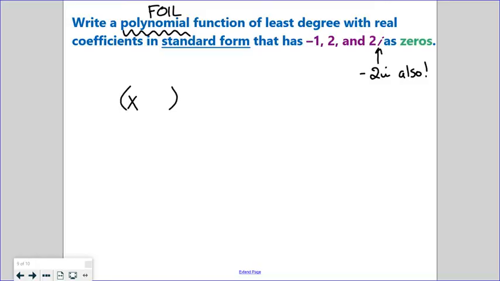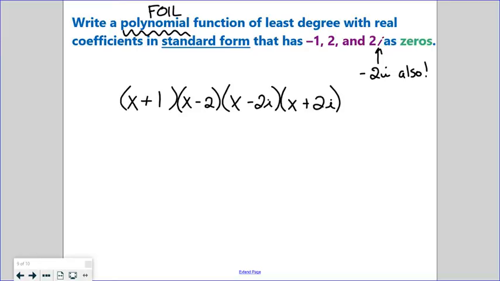X minus negative 1 would look like an x plus 1. A positive 2 would look like an x minus 2. And then your imaginaries, x minus 2i and x plus 2i. Okay, your imaginaries have to come as a pair here. And remember the directions say polynomial. So at this point, we're going to FOIL and FOIL and FOIL. I would always do the 2 imaginaries together. So do the other 2 together.